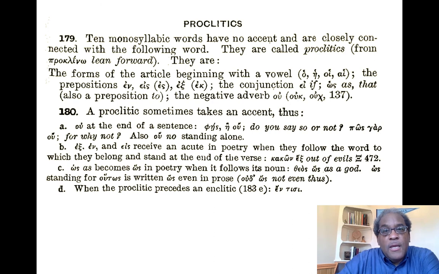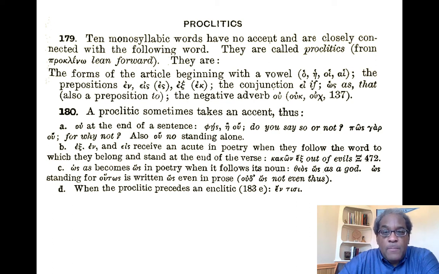Proclitics. What's a proclitic? So, reading Smyth 179. Ten monosyllabic words have no accent and are closely connected with the following word. They are called proclitics, from proklino, to lean forward. They are, first off, the forms of the article that begin with a vowel: ho, hē, hoi, hai. Then the prepositions en, eis, es, ex, ek. The conjunction ei, and then hōs, as, that, and also ... when it's the preposition. And finally, the negative adverb ou, ouk. These are your proclitics.